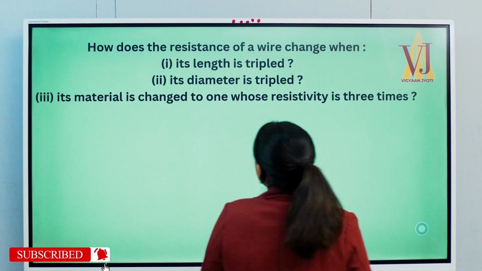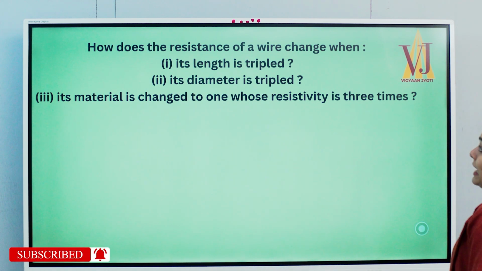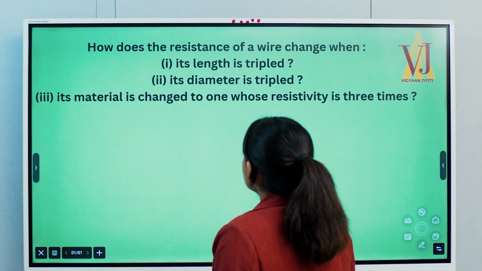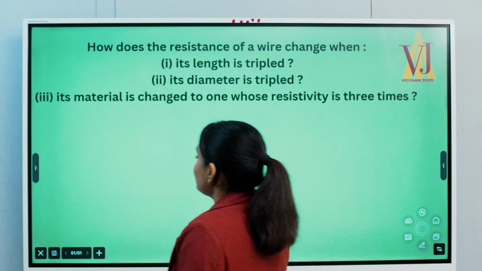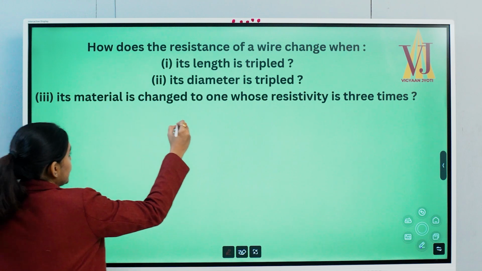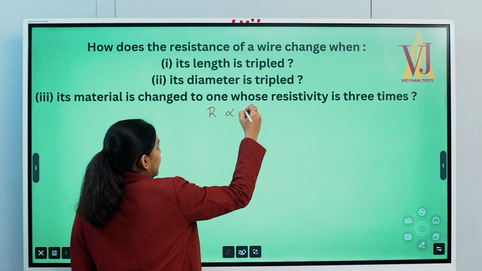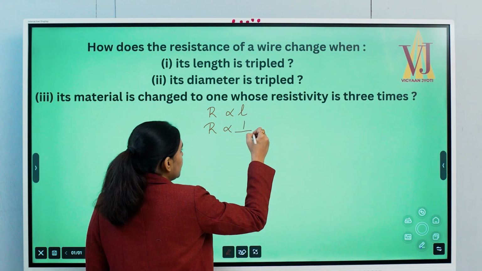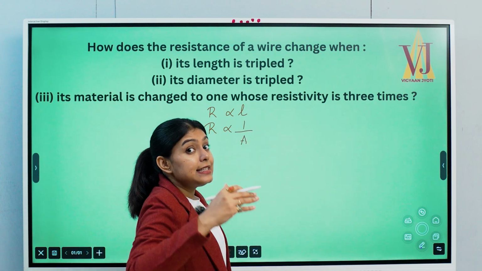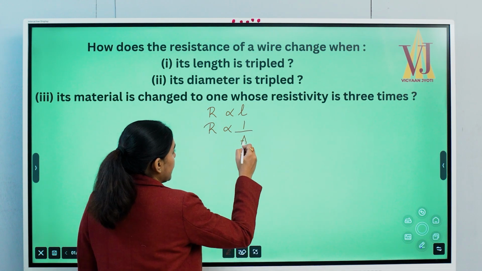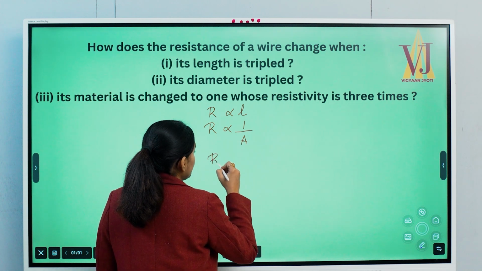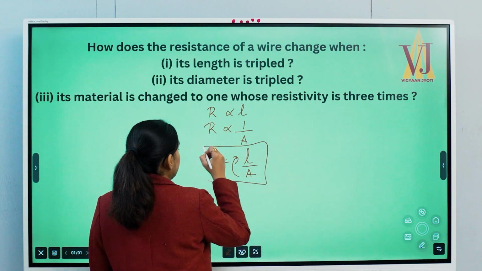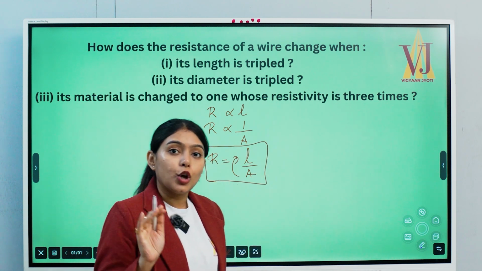So the next question: how does the resistance of a wire change when its length is tripled? First of all, we know that resistance is directly proportional to the length. Resistance is directly proportional to the reciprocal of area, or you may say it is inversely proportional to area, because of which we get a constant, that's rho L by A. So this is the final relation that we have established from the topic resistance, right?